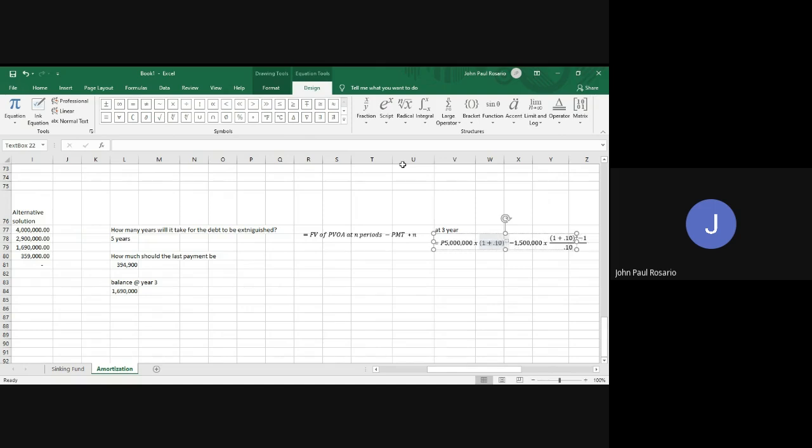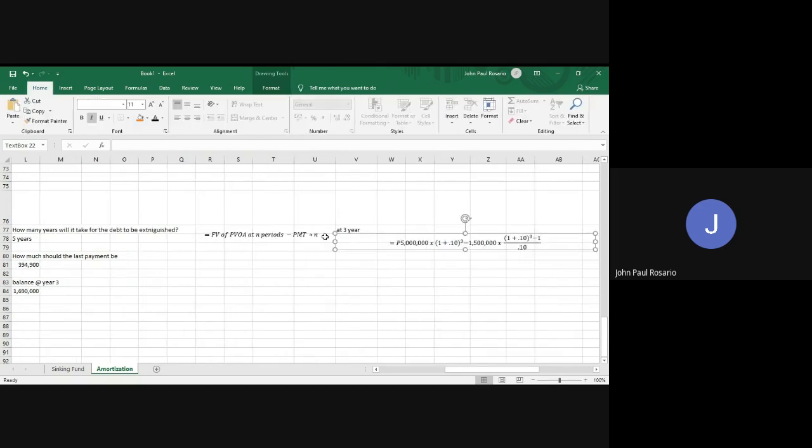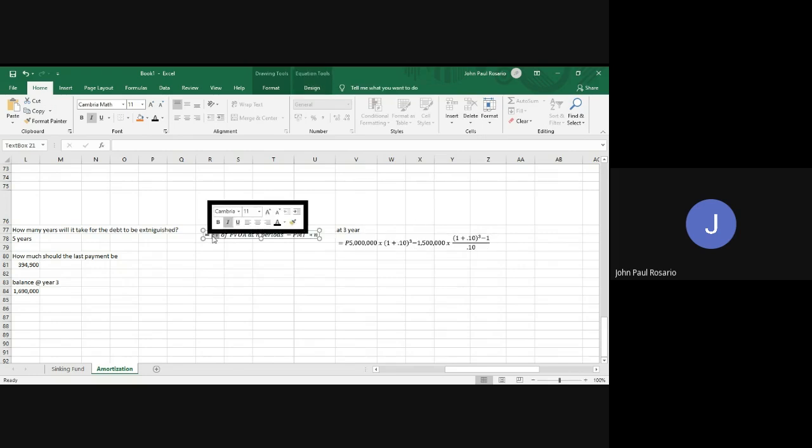I'm gonna create a longer problem. 1 plus I raised to the power of 3 minus the, okay, so here 3, it'd be like FV of a compound amount. Lagi, FV of PVOA at n periods minus FVOA of payment at n periods. Okay.